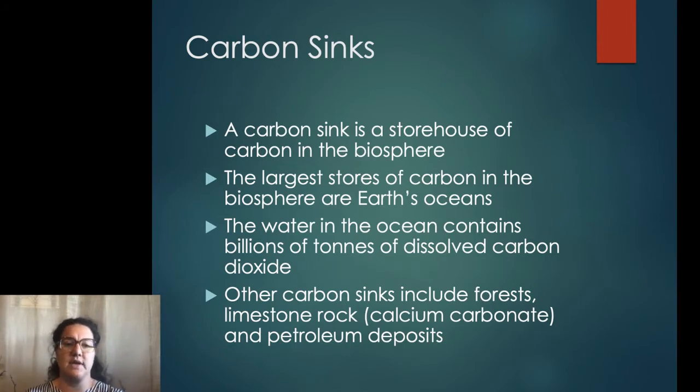The water in the ocean contains billions of tons of dissolved carbon dioxide, and the temperature of the water actually affects how much carbon dioxide can be contained in that water. Other carbon sinks include forests, especially old growth forests, rainforests, the boreal forest in North America, and limestone rock, because it's calcium carbonate, as well as petroleum deposits. Petroleum deposits, coal deposits, and natural gas have been carbon sinks for many thousands, even millions of years.